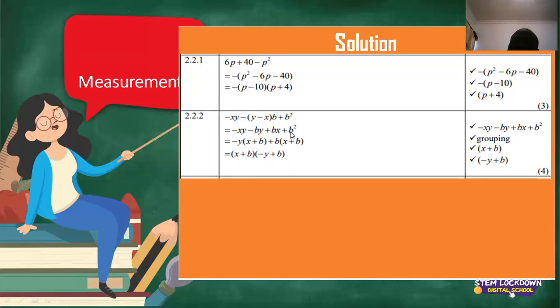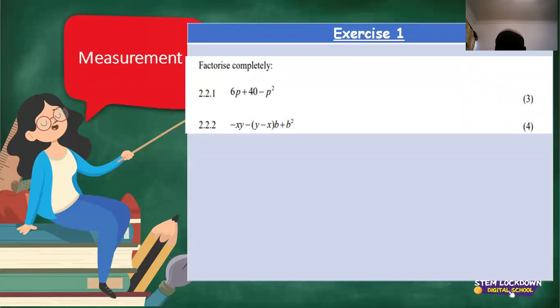With bx and b squared, b will be common. So bring out your b, you have x plus b, and then you're going to see that x plus b and x plus b are common in these two terms. We take one of them and put minus y and plus b in one bracket. So we have x plus b times minus y plus b, and then it's factorized. I hope you understand that. Okay, right, we're done with that.